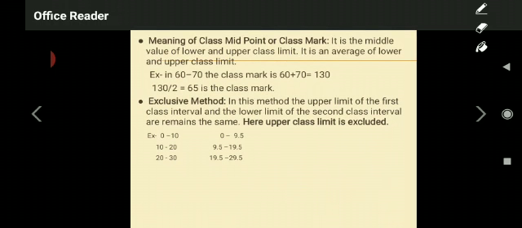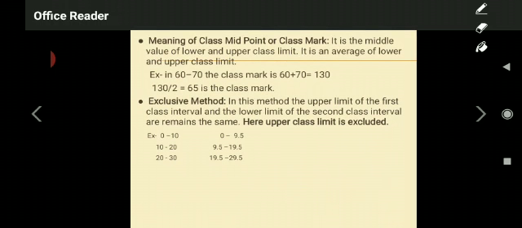It is an average of lower and upper class limit. Middle value is nothing but the average. Average in the sense, if the class limit is 60 to 70, then what is the class mark of that? In 60 to 70 class limit, the class mark is 65. You know why?